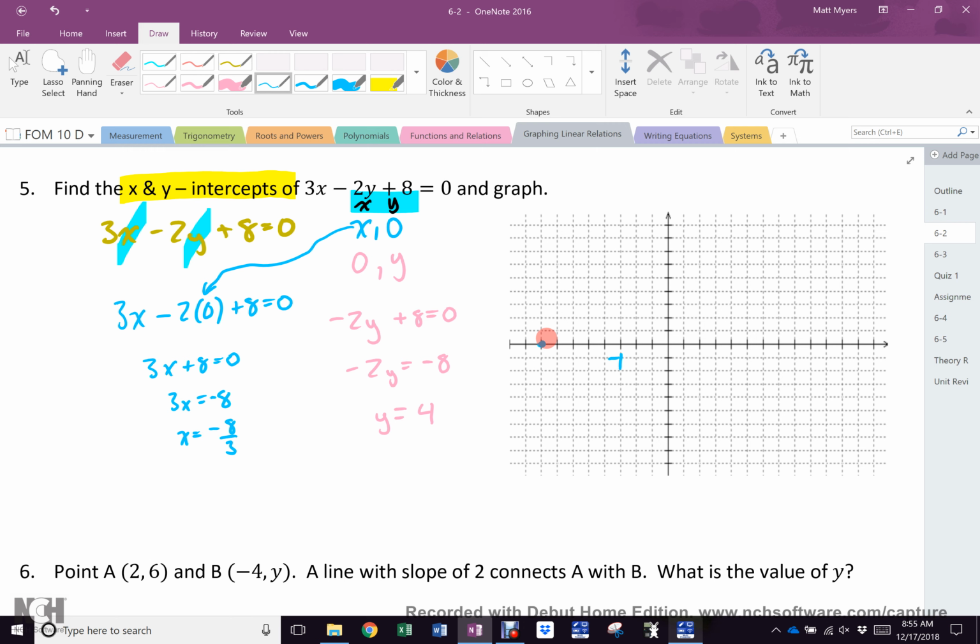Now, if I want to keep this scale, can I do that on the y-axis? As this graph is right now, can I do it? No, because I would need to go up 12, wouldn't I? And I only have 10 to go up. So I have to keep my y scale normal. I'm going to say that on the y scale, that's 1. Which means how far up do I go? 4. 1, 2, 3, 4. Is everybody cool? Now, I would connect the line.